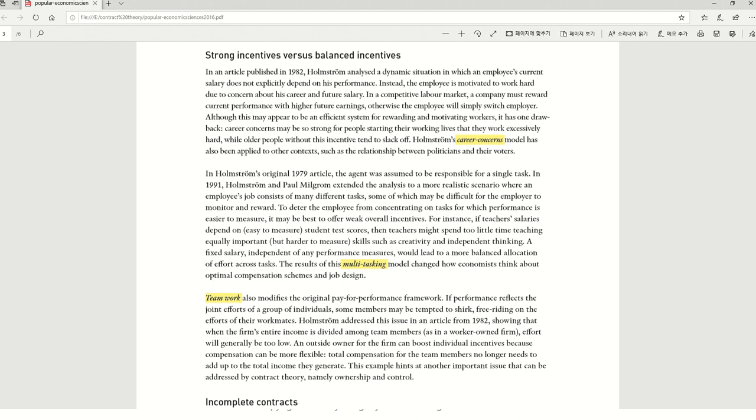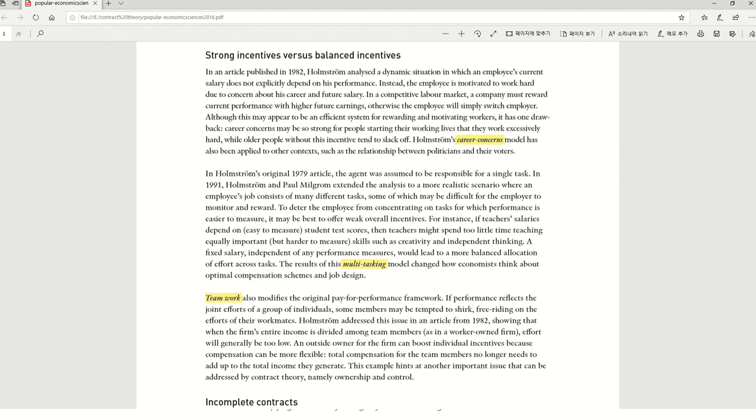These are two explanations. One is career concern, which we'll discuss later, after multitasking. And another explanation for this rarity of incentive contracts is multitasking. Okay, multitasking.